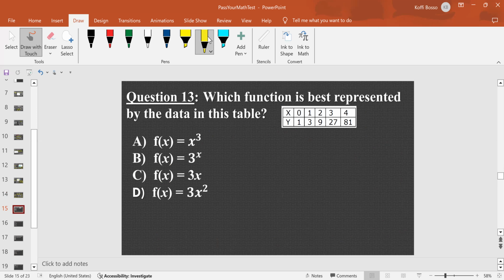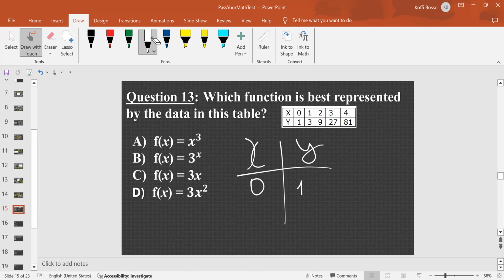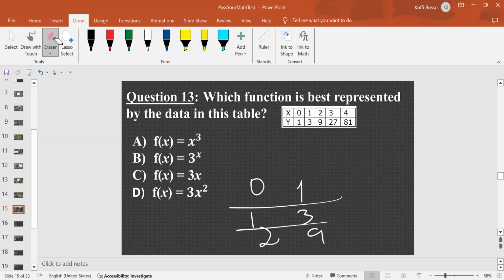Question 13. Which function is best represented by the data in this table? So in the table, they are telling you that when x is 0, the y is 1. When x is 1, the y is 3. When x is 2, the y is 9, and so on. Okay, so we have 4 different functions. So we're going to check here to see which one verifies this condition in the table.